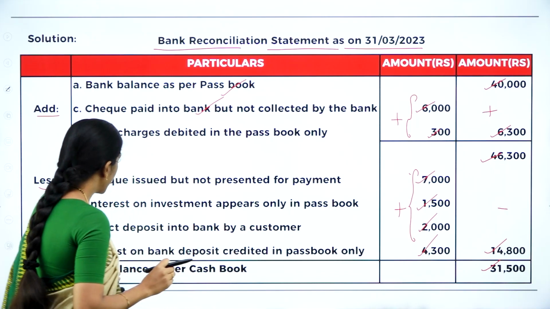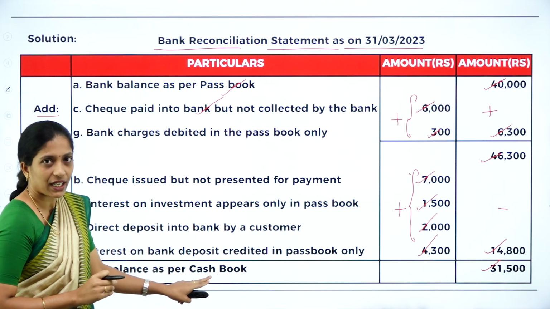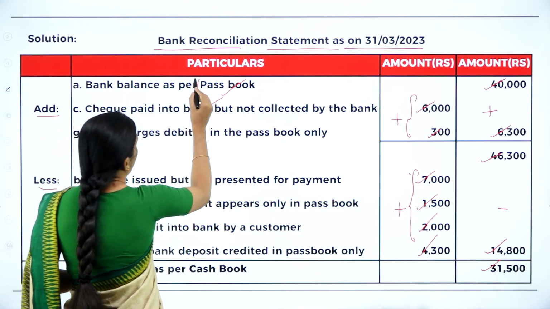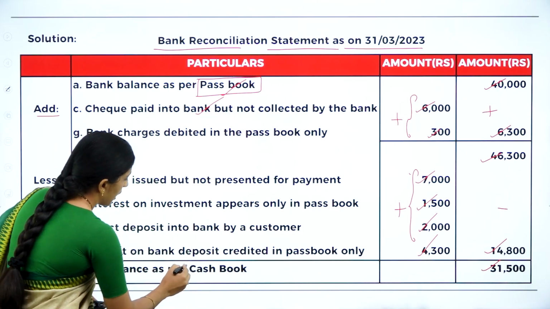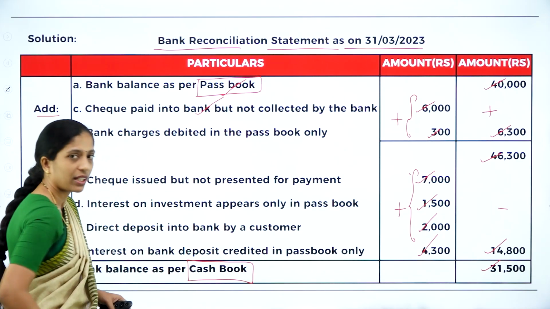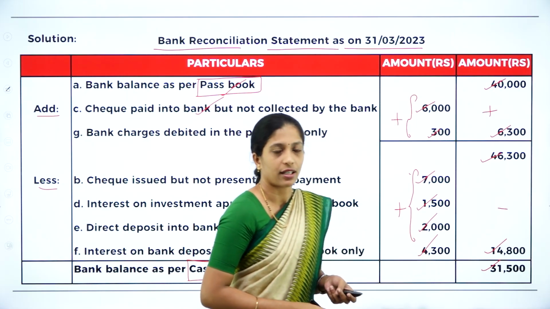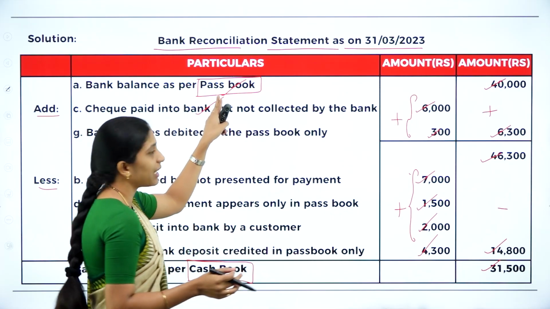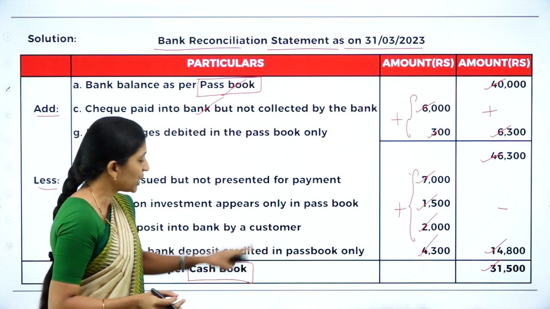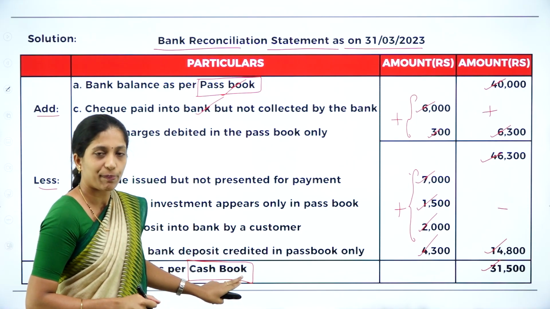Now you will get the answer, bank balance as per cash book. If you have begun the problem with bank balance as per passbook, your answer will be bank balance as per cash book. So how much is it now? 31,500. Suppose you would have begun the problem with bank balance as per cash book, your answer will be bank balance as per passbook.